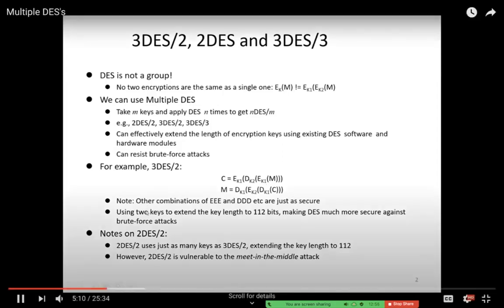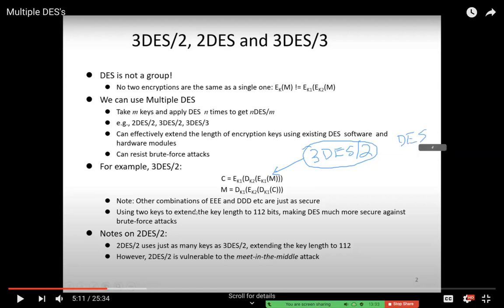Okay, so of course the other. So let me just elaborate this a little bit. So what it means here is that let's say we're looking at 3DES/2. The reason we use this configuration is to make sure under this new scheme, it's still compatible with whatever has been encrypted using the old scheme. In other words, using single DES.